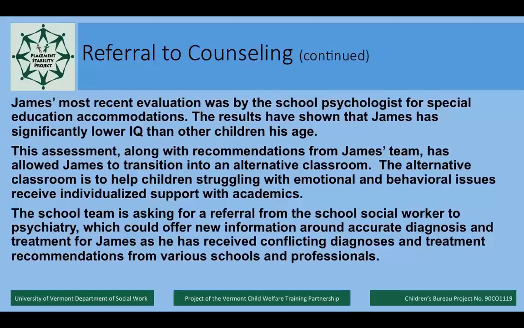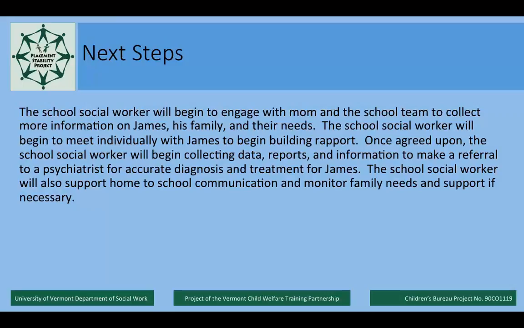Next steps. The school social worker will begin to engage with Mom and the school team to collect more information on James, his family, and their needs. The school social worker will begin to meet individually with James to begin building rapport. Once agreed upon, the school social worker will begin collecting data, reports, and information to make a referral to a psychiatrist for accurate diagnosis and treatment for James. The school social worker will also support home-to-school communication and monitor family needs and support if necessary.